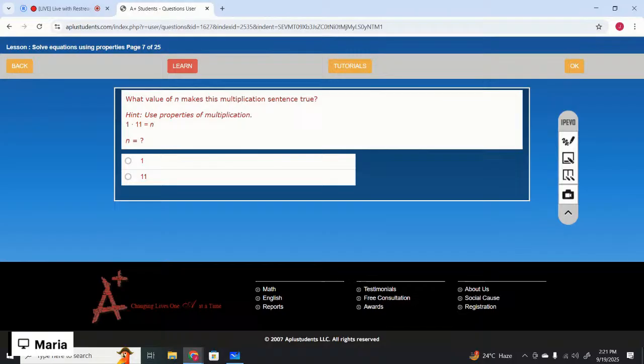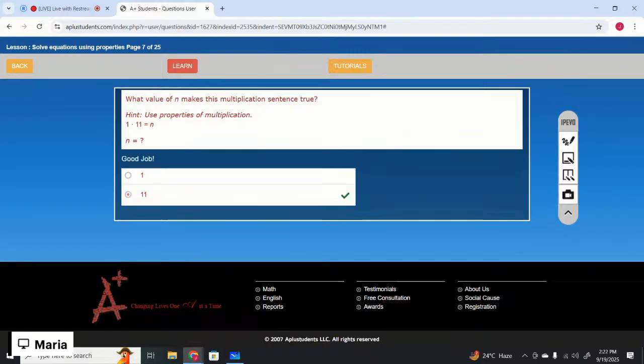N equals 11 times 1. So 11 times 1 is 11. Option number 2 is the correct option.